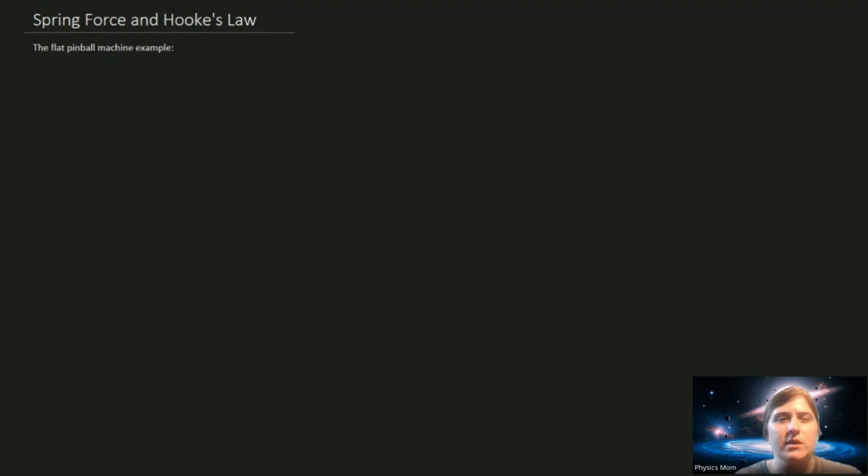So to explain spring force and Hooke's law, I want to walk us through an example using what I will call a flat pinball machine, which we can literally just think of as a pinball machine laid directly horizontal. You'll probably be somewhat familiar that pinball machines aren't actually laid horizontal. They have an incline to them. The reason for that is the ball will naturally roll towards the bottom of the incline.